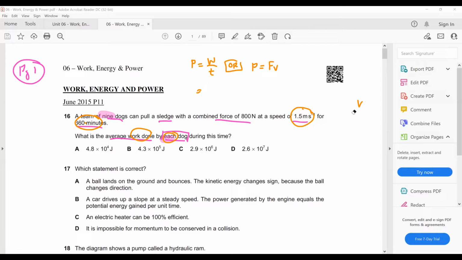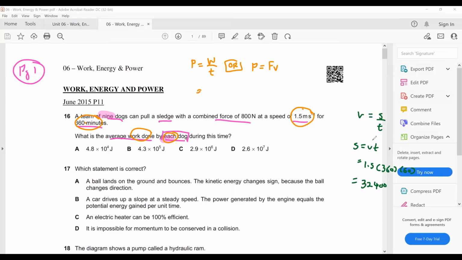Velocity, sorry, let me use a different color. Velocity is distance divided by time. Or maybe I better just use S now. S divided by time, displacement divided by time. S is Vt. You have velocity 1.5, you have time 360 minutes. Change to seconds, which means you need to multiply by 60 seconds. What you're going to get is 1.5 times 360 times 60, giving you 3,240 meter. Wait, am I doing something wrong?